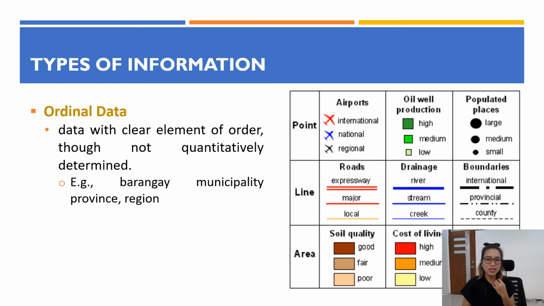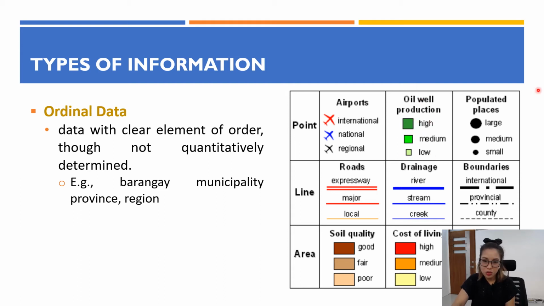So, the ordinal data refers to the data with clear element of order, though not quantitatively determined. So, we have the barangay, municipality, province, region, for example. So, there are varying symbols, getting bigger and then smaller, to represent the international. So, it is bigger. National, okay. Regional is the smallest. Same as, for example, in oil well production.